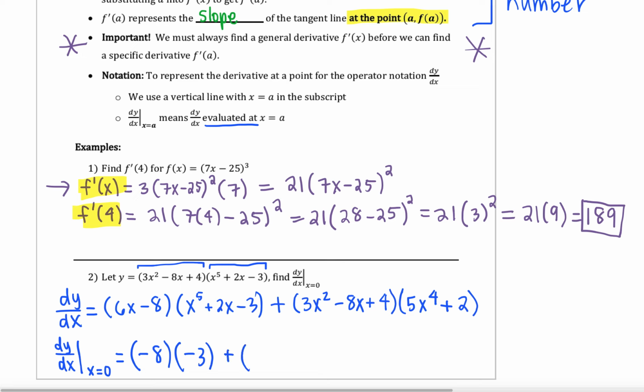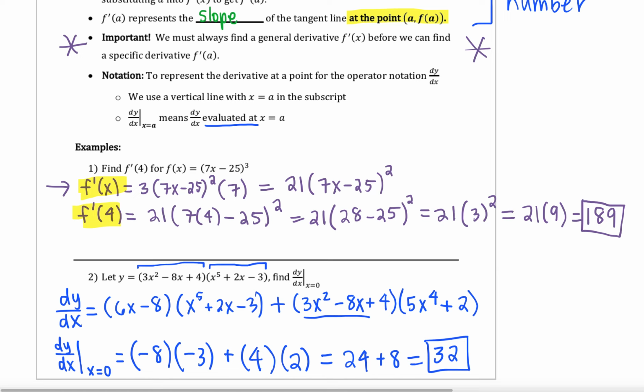Plus, in our third function here, when the first two terms, the 3x squared minus 8x will zero out, and we're just going to be left with 4. And then in our last function here, the 5x to the 4th would go to 0 when we sub in 0, and we'd just be left with the positive 2. We can simplify this down a little bit further. Negative 8 times negative 3 would give us positive 24. 4 times 2 would give us 8, and their sum together would be 32. So here, our derivative evaluated at x equals 0 ends up being 32.